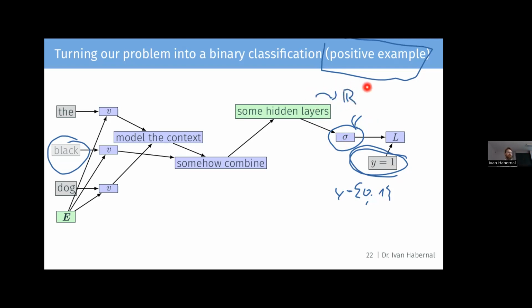Okay, so if this is coming out positive, and we have the sigmoid, something like that, then the sigmoid will be over 0.5. Okay, good. So this is the positive example.